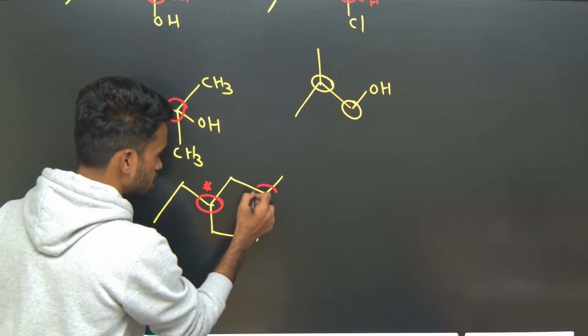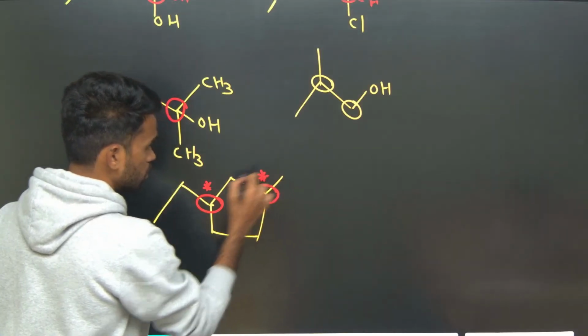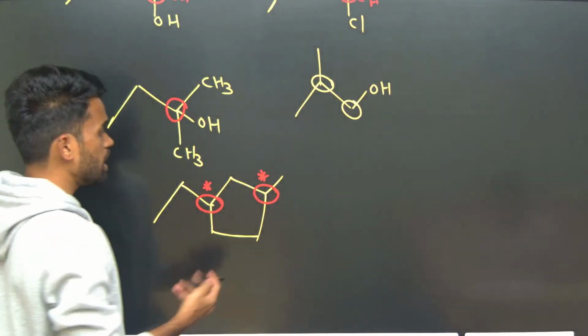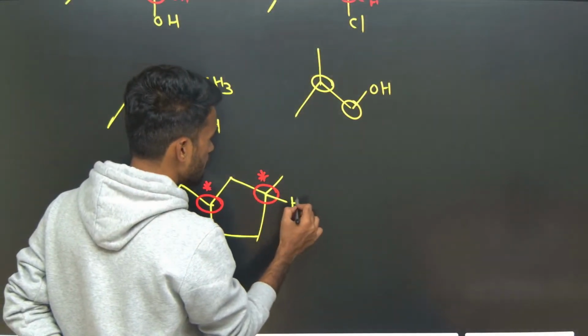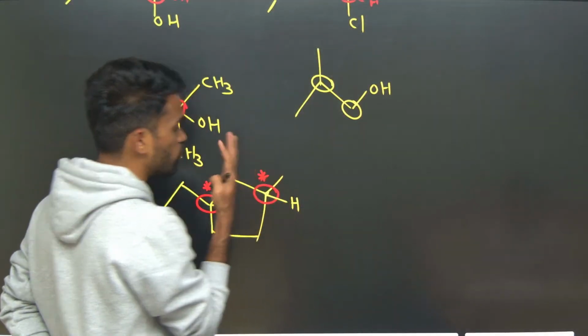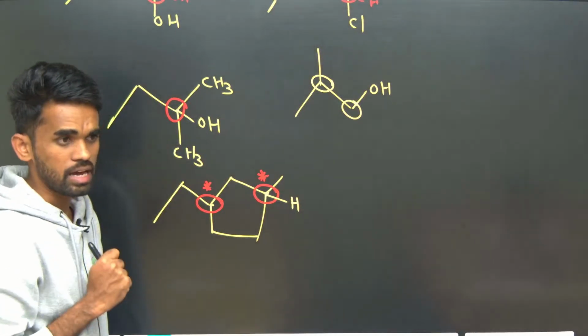And what about this? Sir, but is a ring? Even if it is a ring, no issues. If it has a carbon with sp3 having 4 different groups, consider it as a chiral carbon.